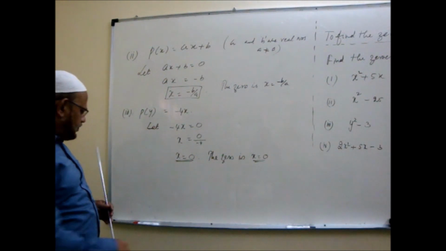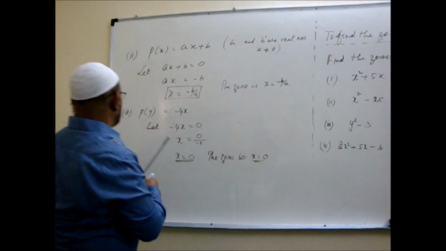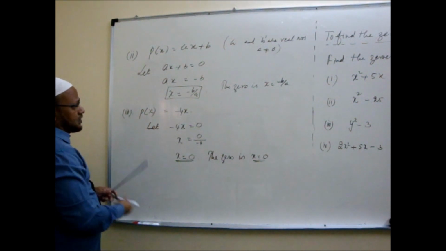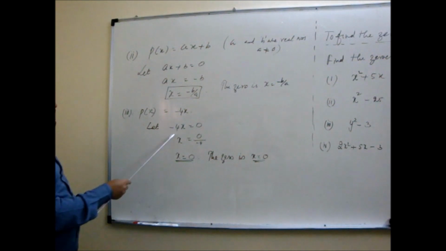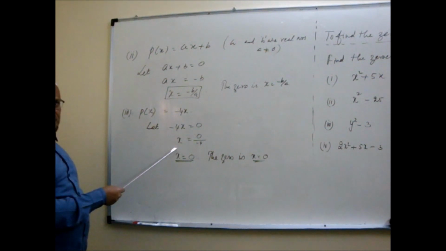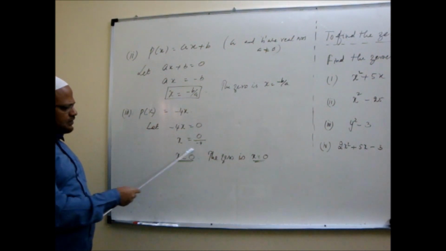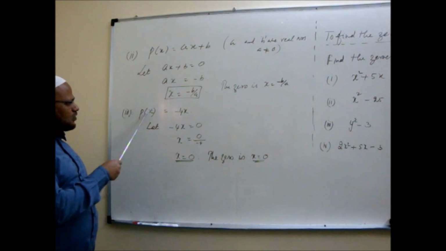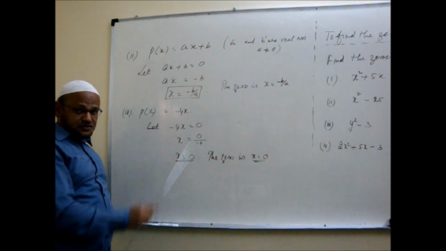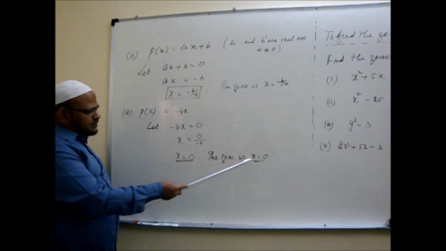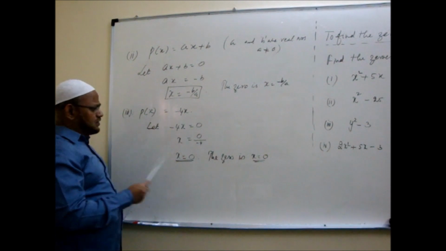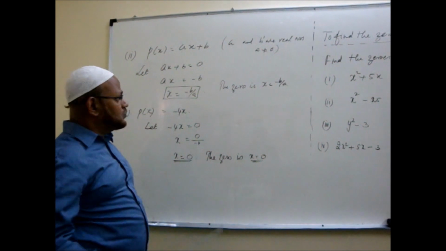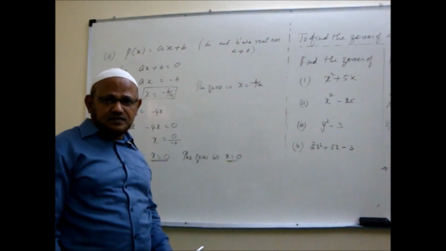P of x. Here P of x is given to be minus 4x. So minus 4x is equal to 0. If I put, what is x coming? 0 by minus 4, x is equal to 0. So if I put x is equal to 0, then only the polynomial's value will vanish. So x is equal to 0 is the 0 of this polynomial.